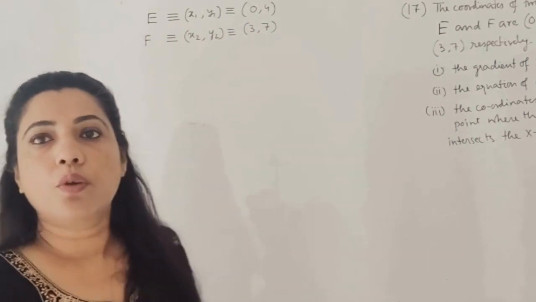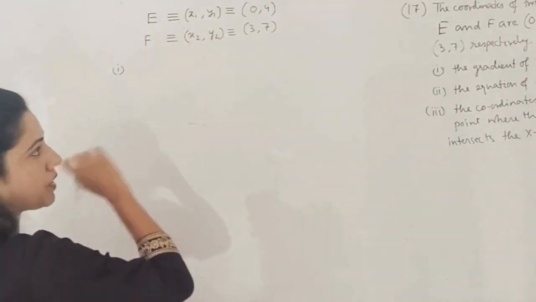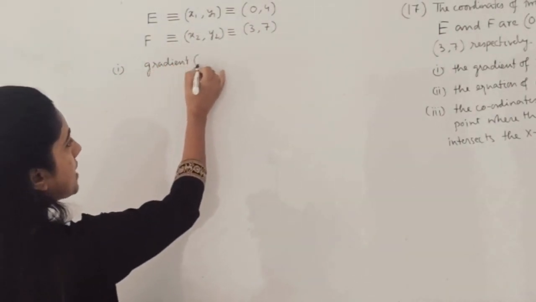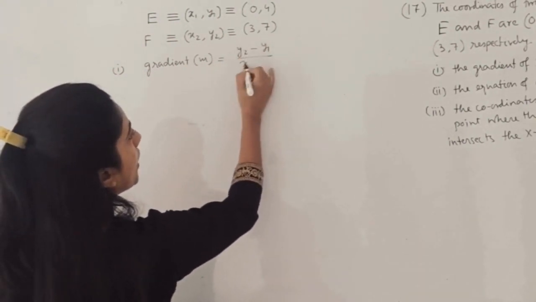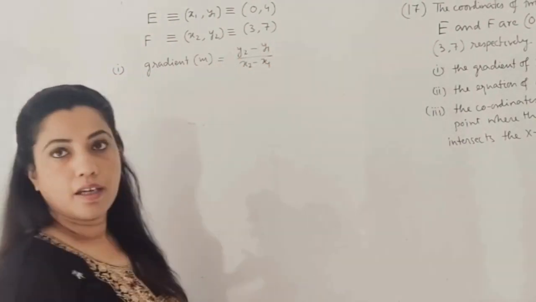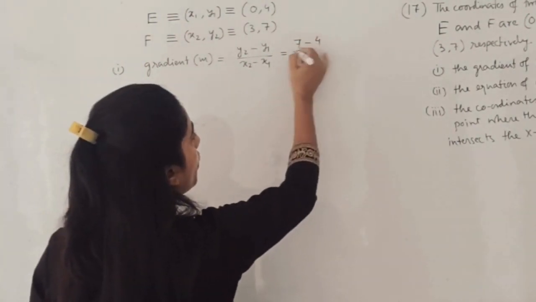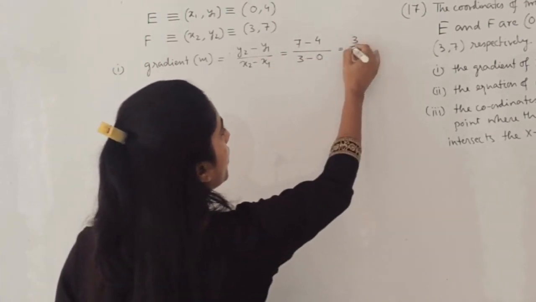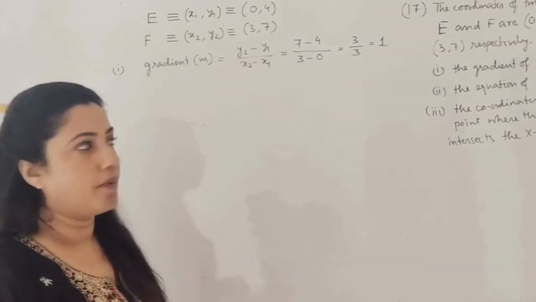The first question is we need to find out the gradient. We just did in the previous question, that is gradient. How to find out the gradient when 2 points are given to you? The formula is y2 minus y1 upon x2 minus x1. So now put the values here, y2 is 7 minus y1 is 4, x2 is 3 minus x1 is 0. So here you are getting 3 upon 3, that is 1. So this is the gradient of the line EF.